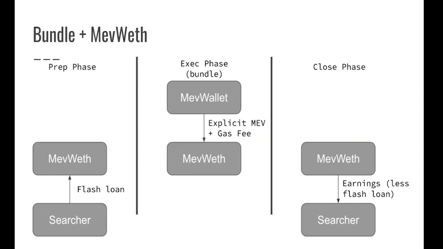So during the prep phase, the searcher can flash mint MEVWallet. They can supply that to the MEV wallet, do the whole execution of the user, what the user wanted, which will produce explicit MEV in MEVWallet. They can then use that to repay the flash loan that they just took. And they can close out by taking their earnings, less the flash loan, less their payment to the builder. So every searcher action has this open step, any number of bundles, and then a closed step.